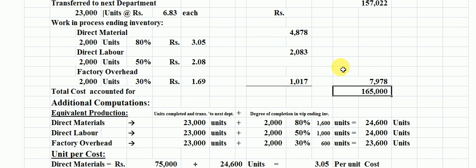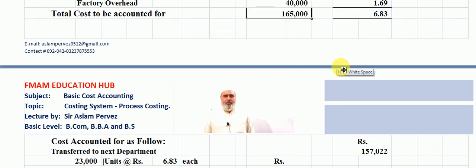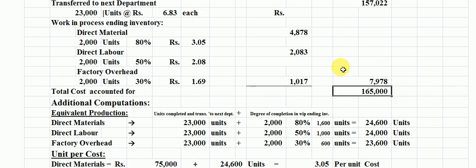Now we add this amount with this amount, then we will find the total cost accounted for, 1,65,000. This is the reconciliation figure which has to always tally with the second section, manufacturing cost here, 1,65,000 rupees, and also this figure is 1,65,000 rupees. It means that our question is 100% correct. Students, you are looking and understanding this question.